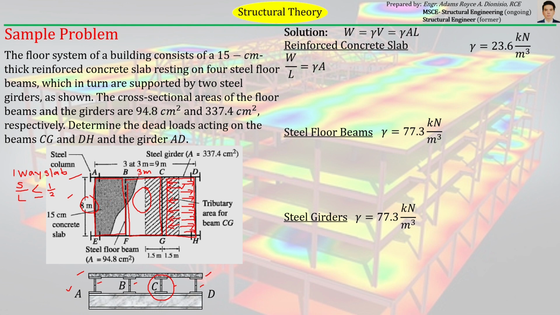Yung slab naman natin dito, 3/8, that is less than 1/2 malamang. Kasi ang 1/2 ng 8 ay 4. And this is less than 4. So malamang less than 1/2 yan, yung magiging ratio nila. Okay? So that is what happens kapag one-way slab yung slab panel natin.